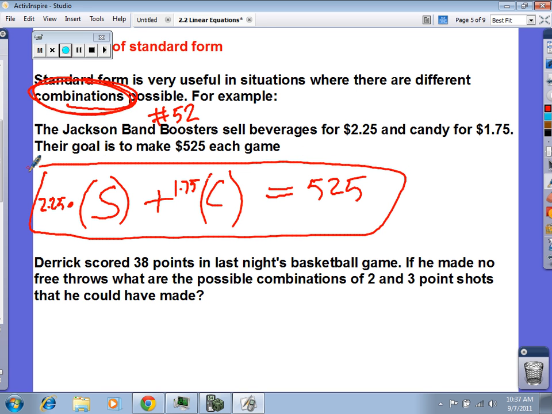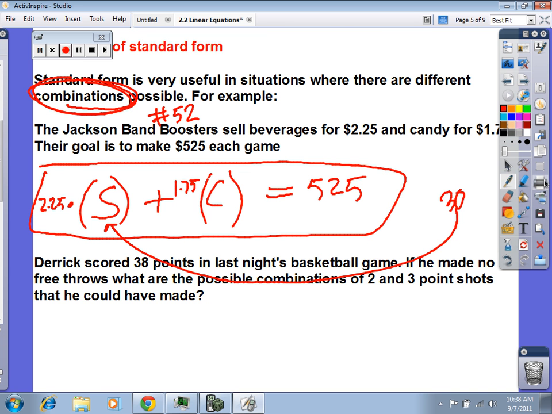They might ask you something like this. If you sell 30 sodas, how many candies do you need to sell? How could you figure that out? How much money did you make if you sold 30 sodas? You just take 30 and plug it into the sodas, right? Times it by 2.25. 60 something. And then what? You'd subtract that from your goal of 525. And then divide that by $1.75. Okay, good.